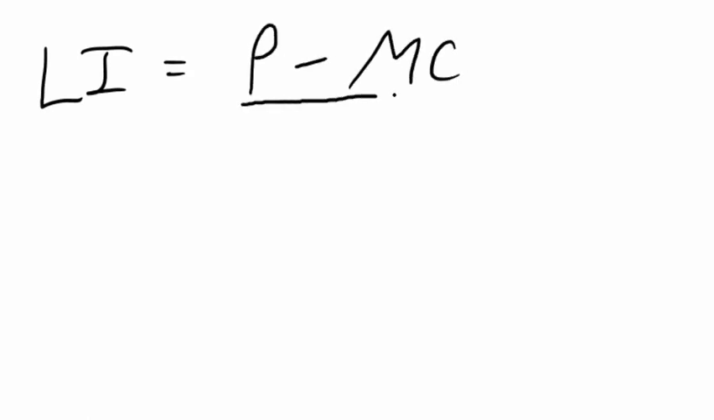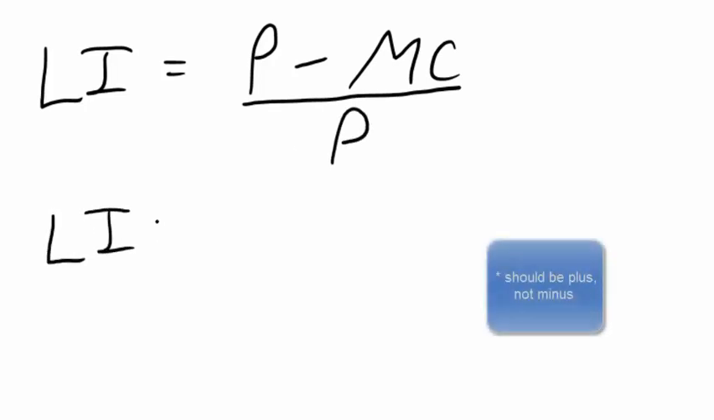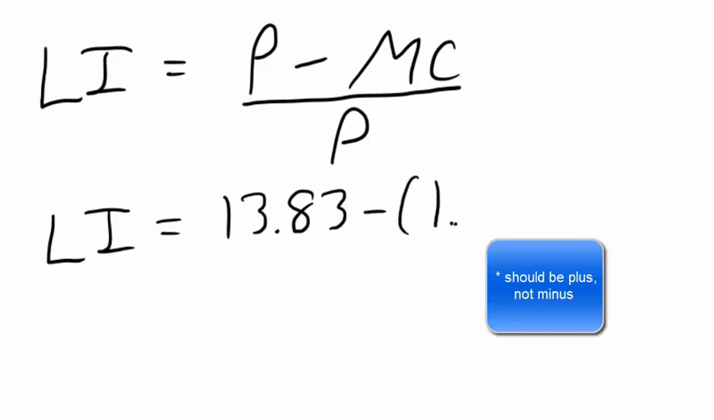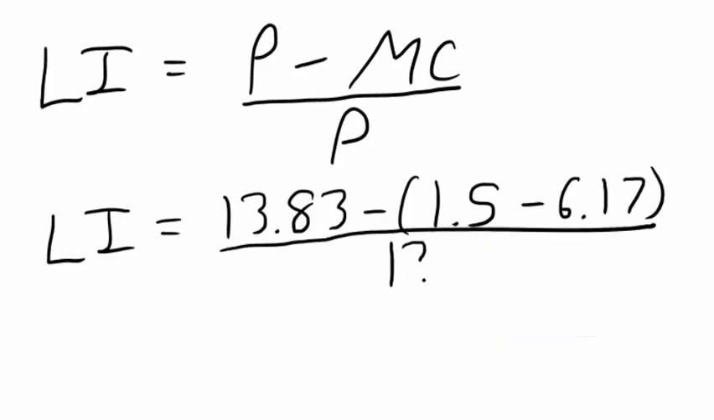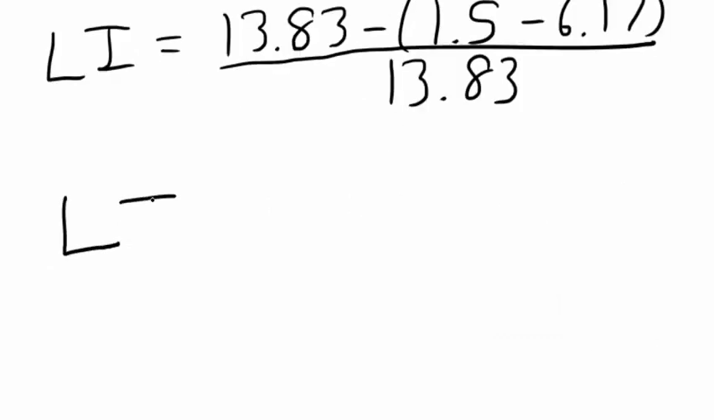Next up, we want to find our Lerner's index, and the formula for that is price minus the marginal cost, and that quantity is all over the price. And if we were to plug in what we know, the price is 13.83, and it would be subtracted by the marginal cost of 1.5 plus the quantity of 6.17, and that is all over 13.83. And if we were to plug that all into a calculator, we would get a Lerner's index of 0.45.